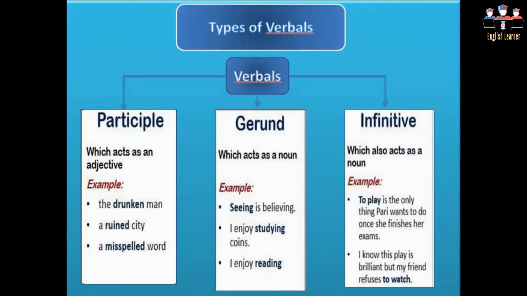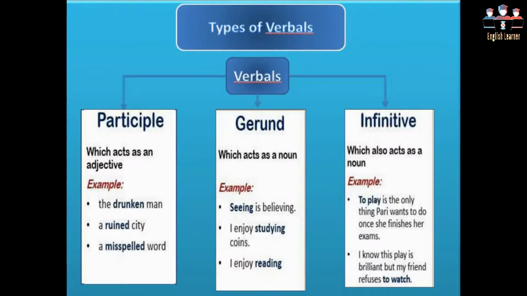Now students, we are going to look at all three types of verbals. Participles, which act as adjectives. Examples: the drunken man. Example number 2: a ruined city. Example number 3: a misspelled word. In all these examples, the past participle is used as an adjective as it is enhancing the meaning of the noun which is placed after it.